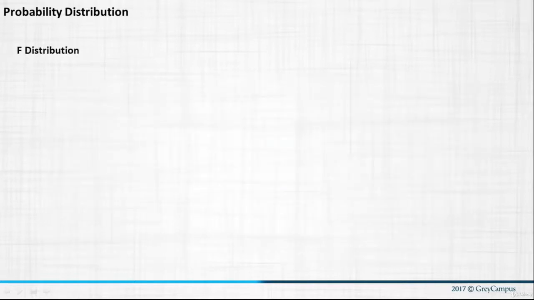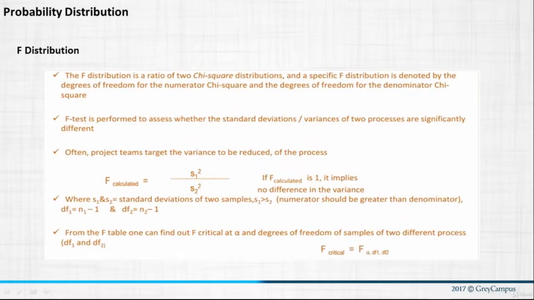The last probability distribution I'd like to discuss is the F distribution. The F distribution deals with standard deviations or variances when you're trying to find the proportion. You can see here the degrees of freedom, or sample size, is another major component to the F distribution.